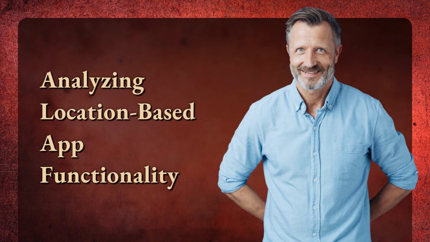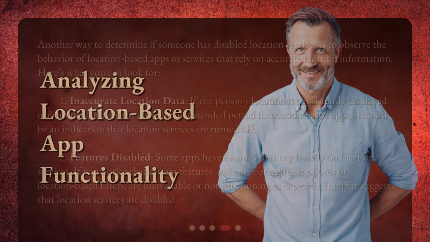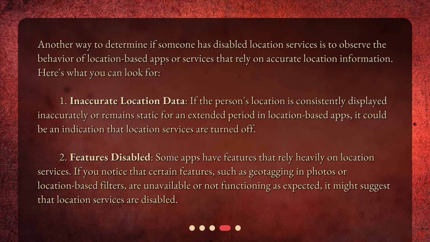Analyzing location-based app functionality. Another way to determine if someone has disabled location services is to observe the behavior of location-based apps or services that rely on accurate location information. Here's what you can look for. 1. Inaccurate location data. If the person's location is consistently displayed inaccurately or remains static for an extended period in location-based apps, it could be an indication that location services are turned off.